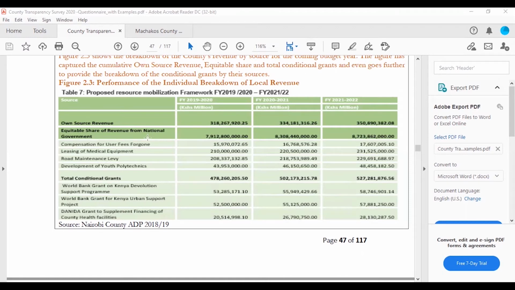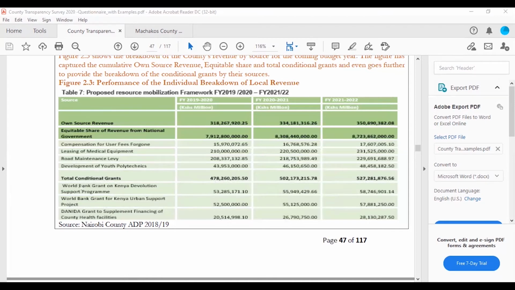So you see, Nairobi stated the equitable share of revenue from national government here. And then they went even further to break it down, and they stated compensation for user fees forgone, how much money, and licenses. You can see the road maintenance levy, this is how much they expect, and development of youth polytechnics. And then they also stated the conditional grants. These conditional grants, as the name suggests, come with conditions and are usually given by the donor community. So for Nairobi County, this is the amount that they had stated they are getting each financial year.